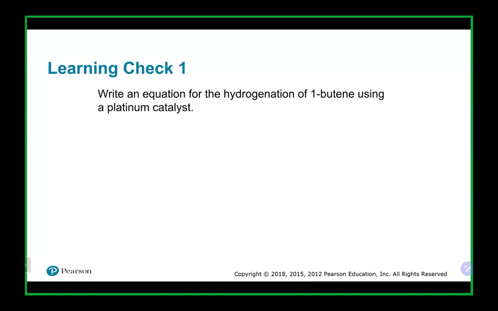So let's write the equation for the hydrogenation of 1-butene. So let's start with 1-butene, which is 1, 2, 3, and 4. 1 would be right about there. And then everybody else is hydrogens, right? So we'll do that. We'll do that. We'll do that. And then I'll let you draw it then. So draw the product that you get there.